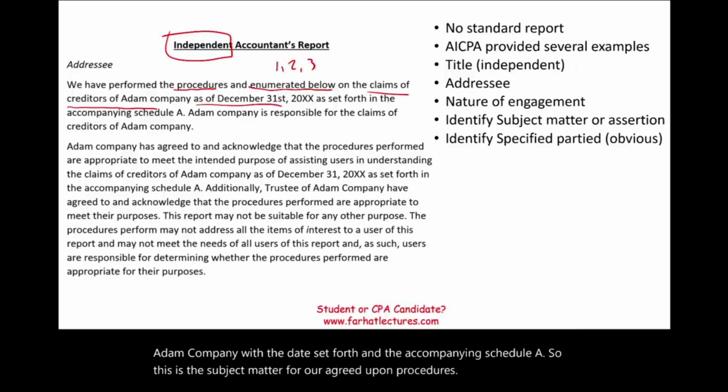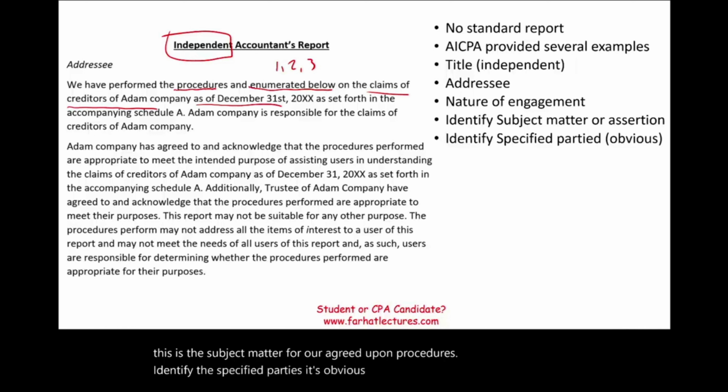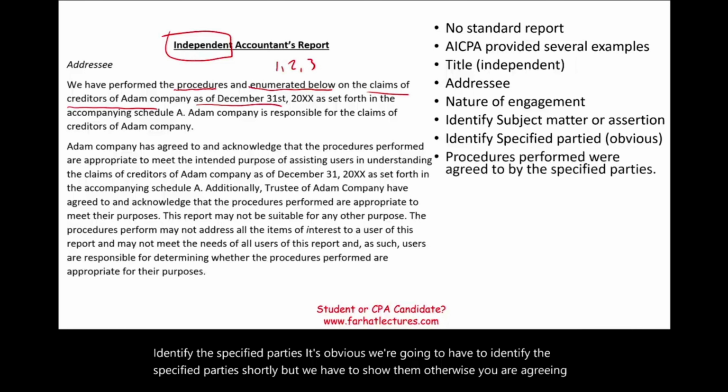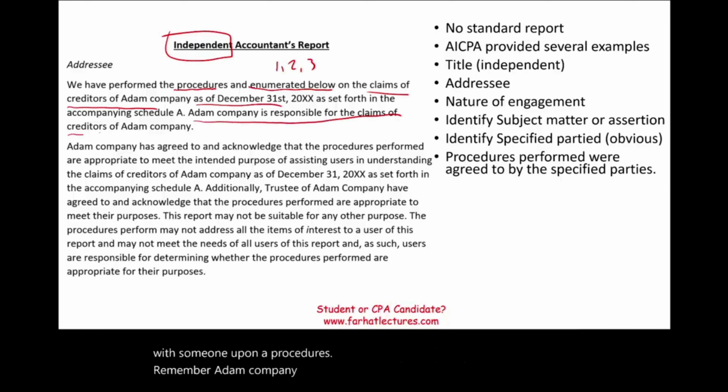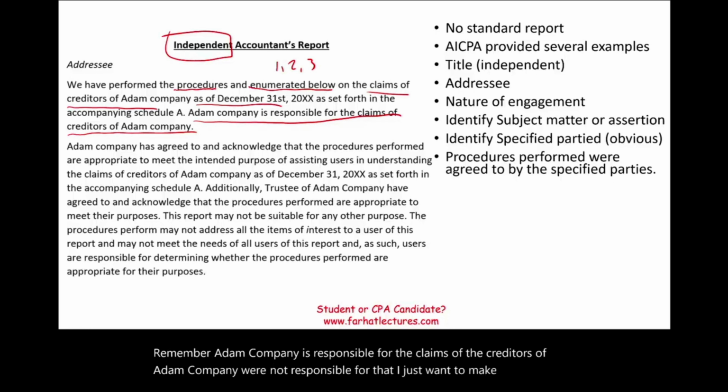Identify the specified parties. It's obvious we're going to have to identify the specified parties shortly, but we have to show them. Otherwise, you are agreeing with someone upon the procedures. Remember, Adam Company is responsible for the claims of the creditors of Adam Company. We're not responsible for that. Just want to make sure that they are responsible for that.